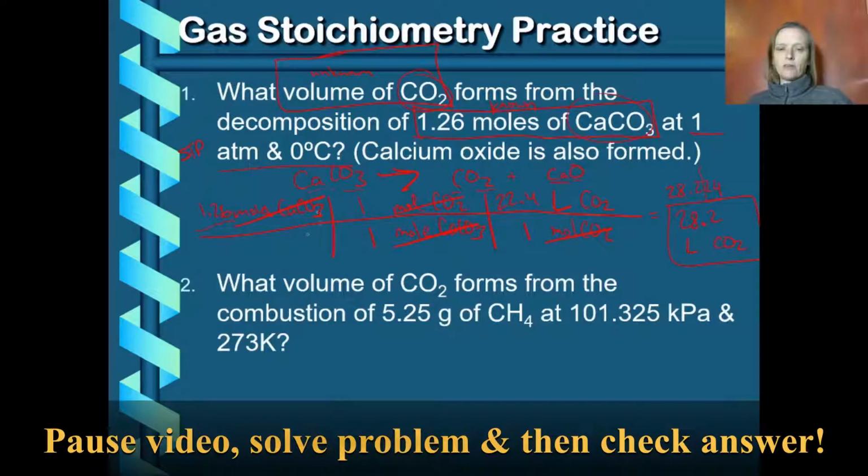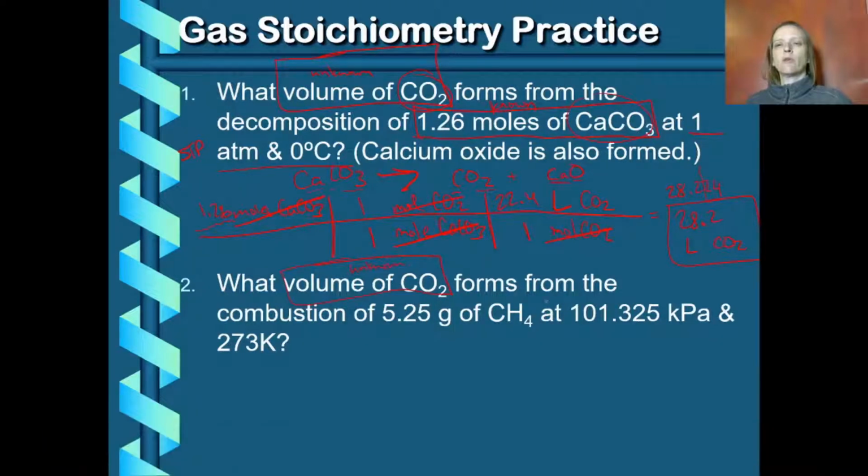If we do another example, what volume of carbon dioxide forms, so this is our unknown, from the combustion of 5.25 grams of methane, so that's my known, at 101.325 kilopascals and 273 Kelvin. Again, you need to be able to tell by looking at that that is standard temperature and pressure.